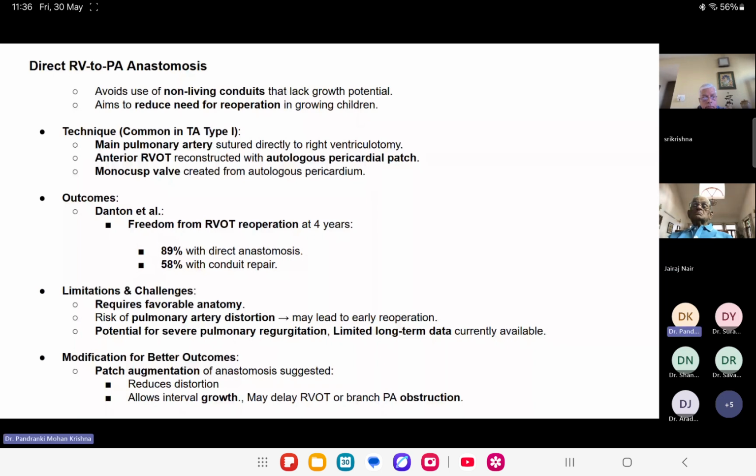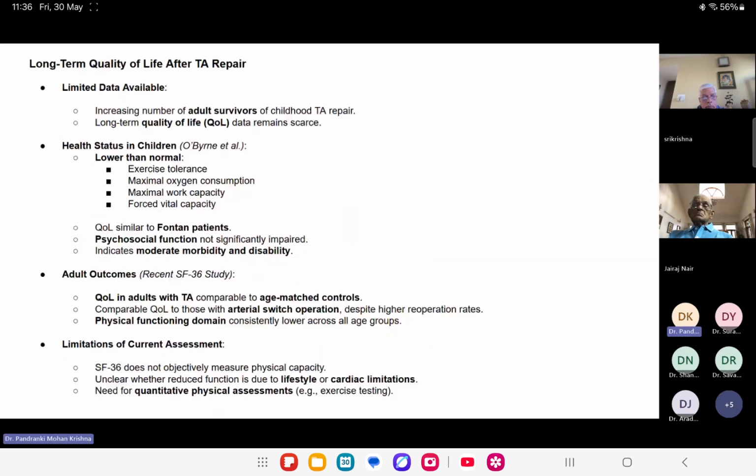So long-term quality of life after truncus arteriosus. Usually, quality of life is similar to Fontan patients. That means usually they will have lower normal levels of exercise tolerance, minimal oxygen consumption, and maximal work capacity. Psychosocial function is not significantly impaired and indicates moderate morbidity and disability.